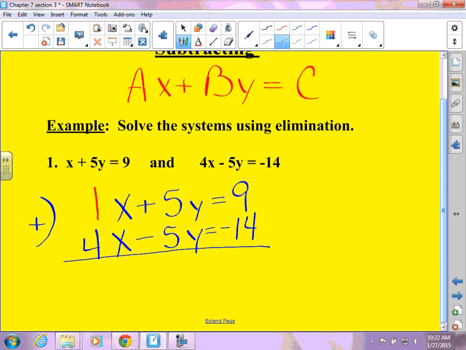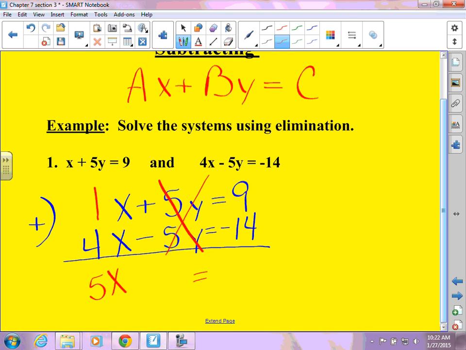5y plus a negative 5y eliminated the variable. That's where the name comes from. You are eliminating it or getting rid of it, okay? And then I'm going to put an equal sign. And 9 plus a negative 14 is? It is negative 5.